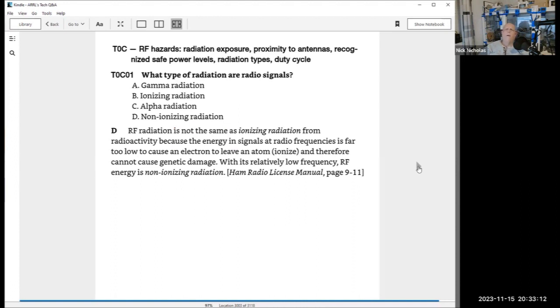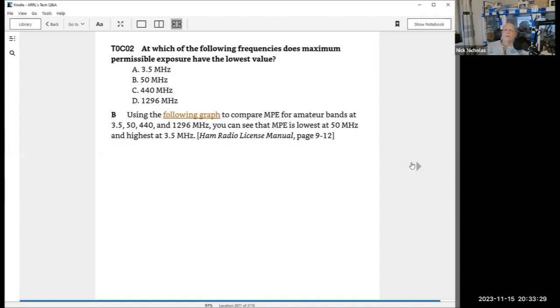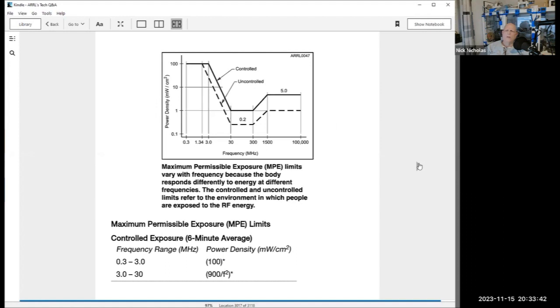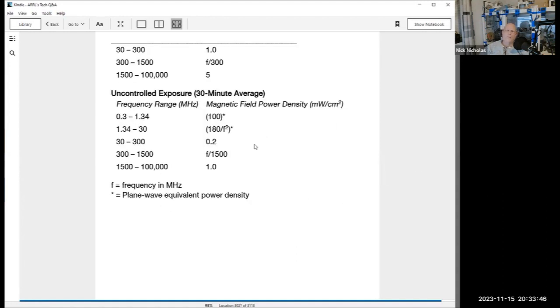What type of radiation are radio signals? Well, they're non-ionizing radiation. They're electromagnetic radiation. They're not ionized. Okay. Which of the following frequencies has the lowest maximum permissible exposure value? Well, it happens to be about 50 megahertz that has the lowest value. And there's a chart in your book that goes over that. This is the start of it. That's the end of it.